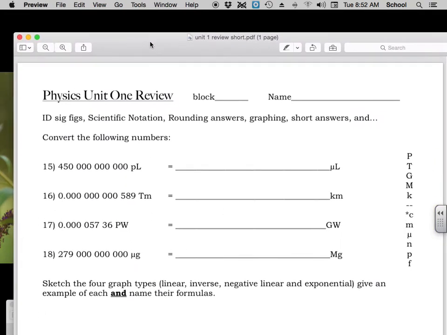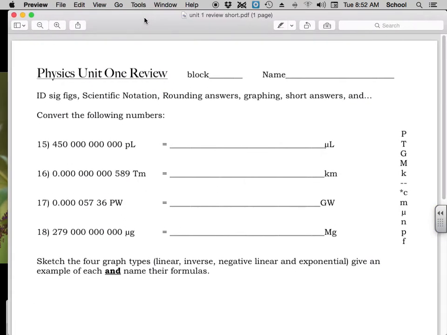Okay, our Unit 1 test is tomorrow, and it covers everything that's on your Unit 1 problem sheet. So you're going to have to ID sig figs like you did in the first part of Part B. You're going to have to put numbers into scientific notation. You're going to have to add, subtract, multiply, and divide and round correctly. You're going to have to graph like we did yesterday and interpolate and extrapolate and do all those kinds of things.